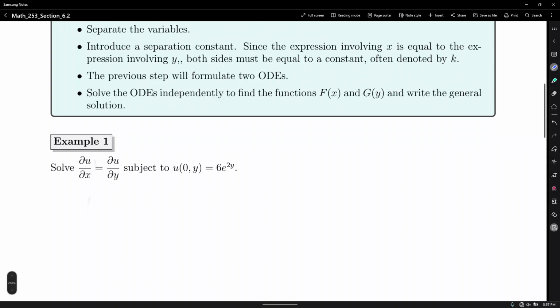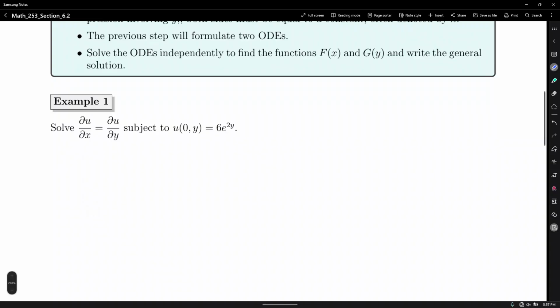Number one, assume u equals some f of x times g of y. That is a product of two functions, one function of x times a function of y. What are we going to do here? Take the partial derivatives of this. The partial of u with respect to x: the derivative of big F will be f prime of x times g of y, because y remains constant. We're just differentiating the x, right?